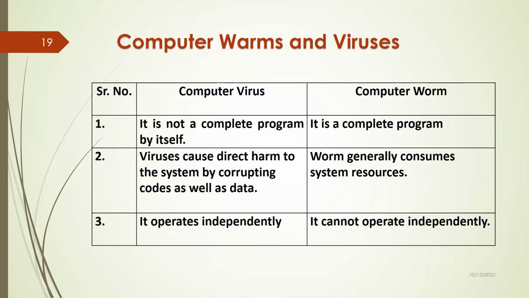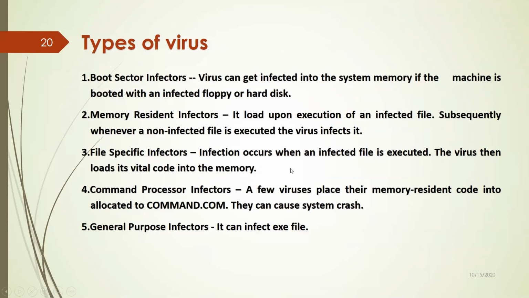The same file, the multiple copies it will generate. So what will happen? The memory will go weak, right? So it will occupy more memory, but it will not create any problem for the file content, but rather the virus will create a problem, right? These are the three differences you can write for the computer worms and viruses.